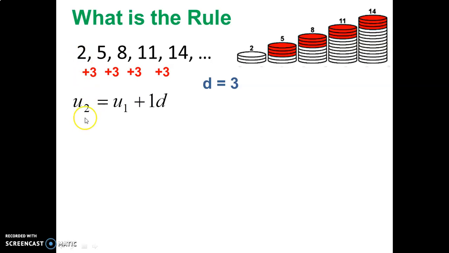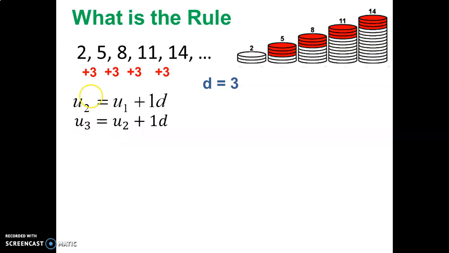So with an arithmetic sequence, if we want to go from the first term to the second term, we can use what's called a rule like this. We have our u2, which is our second term. To get the second term, we begin with the first term and we add one common difference. To get the second term, we began at u1 and we added the common difference once. We added 3 once to get there. That's what this means. So what would this same equation be if we wrote it for u3?